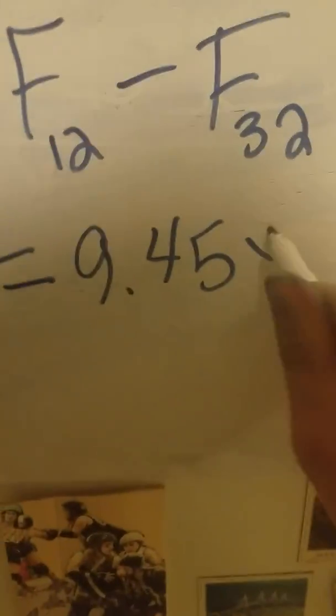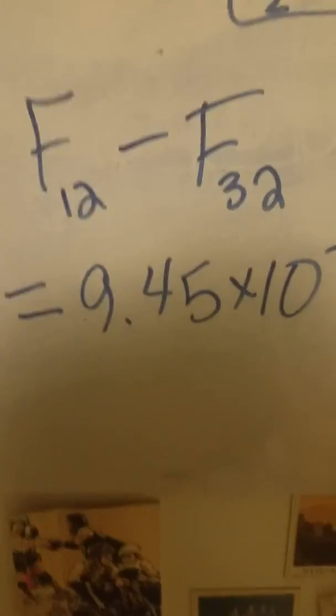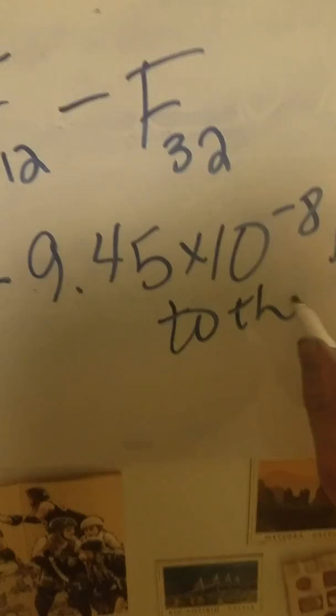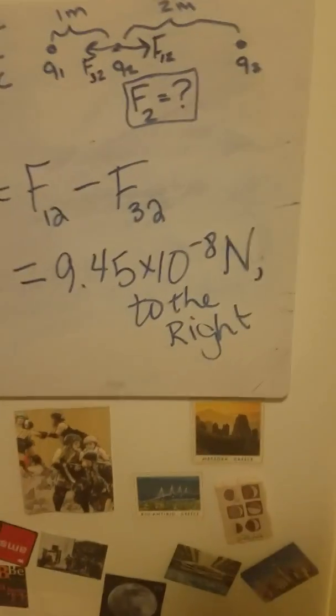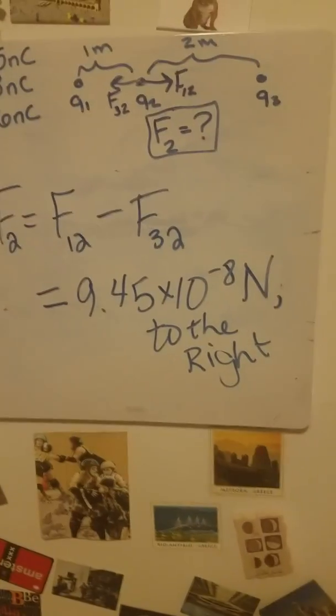F2 is going to be F12 minus F32, which is going to be equal to 9.45 times 10 to the -8th newtons. And I didn't specify how I wanted you to report the direction, so it's fine to say to the right. If you want to say I hat, positive x direction, something like that.